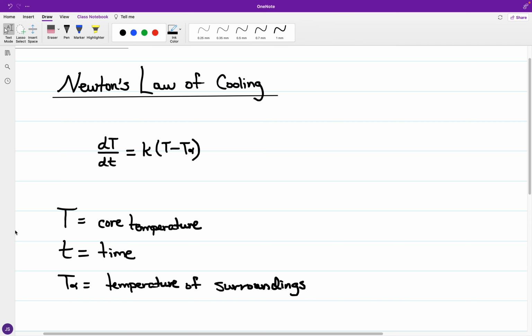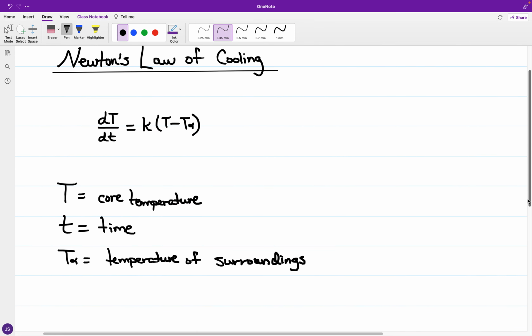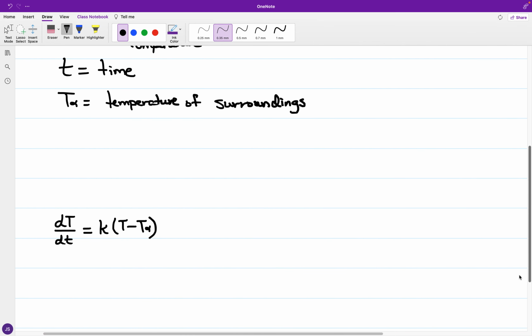And for what the letters are referring to, we have the dependent variable, uppercase T, which is the core temperature. Lowercase t is the independent variable, which is in reference to time. And T sub alpha is the temperature of the surroundings, which can also be referred to as the ambient temperature. With the core temperature as the dependent variable, we look at expressing in terms of the temperature T.